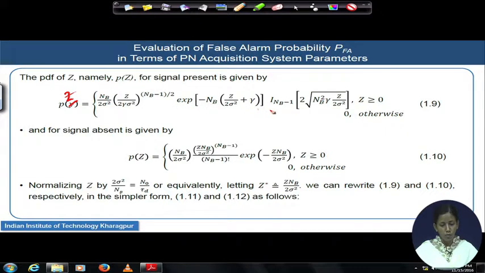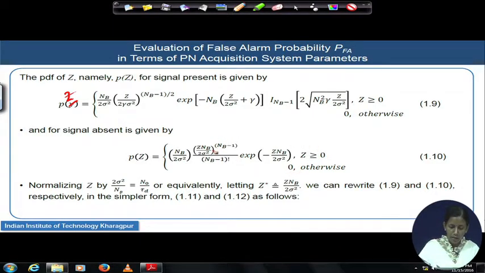So, it is also a chi-square distribution, but it does not have a Bessel function of the first kind. And when the signal is absent, if I substitute capital A equal to 0, which is equivalently gamma equal to 0, we end up with the expression here.